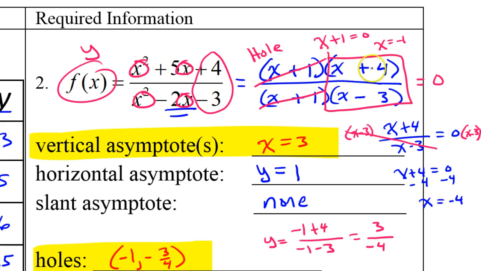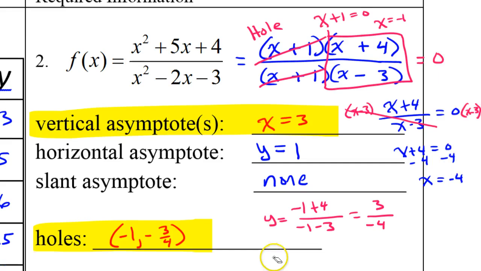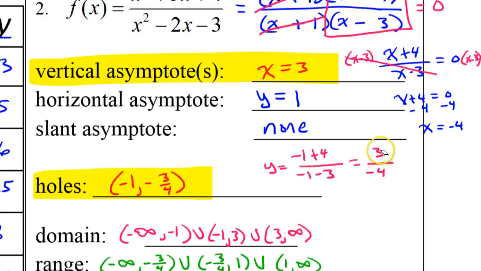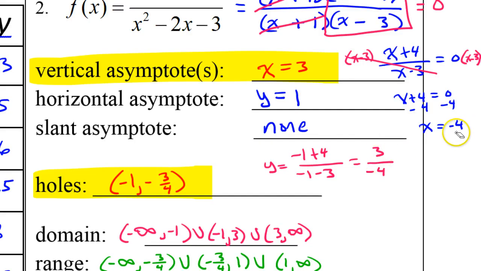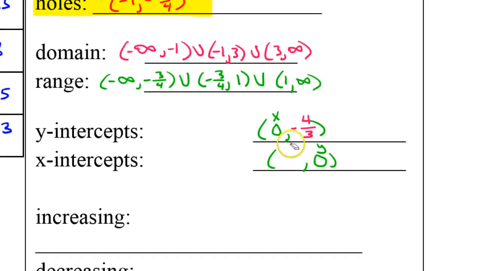Notice I used the part over here after we canceled out the hole. If you had used the original equation, you would have gotten the same answer. I'm not going to go through it, but you can do it on your own if you want to. You made me forget what we got. x equals -4. That means my x-intercept is (-4, 0).